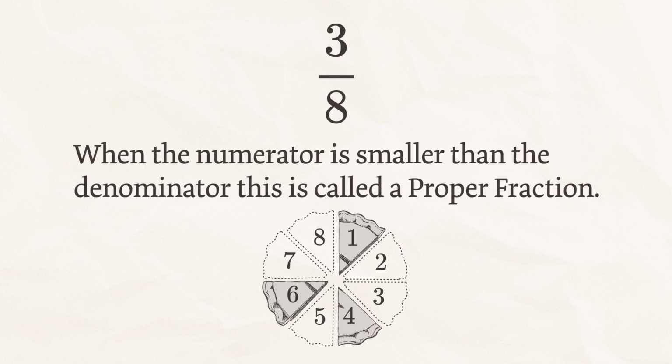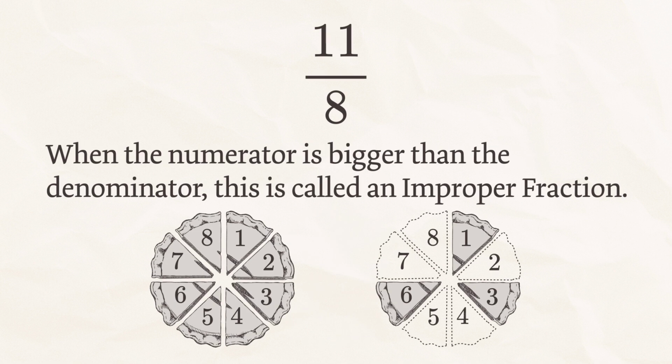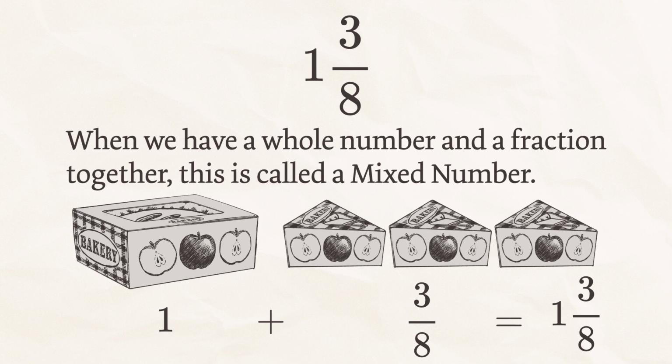To summarize, when the numerator is smaller than the denominator, this is called a proper fraction. When the numerator is bigger than the denominator, this is called an improper fraction. And when we have a whole number and a fraction together, this is called a mixed number.